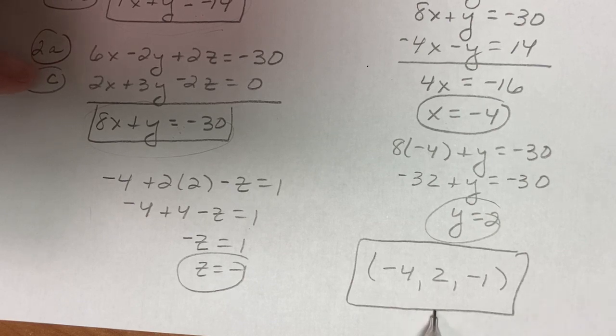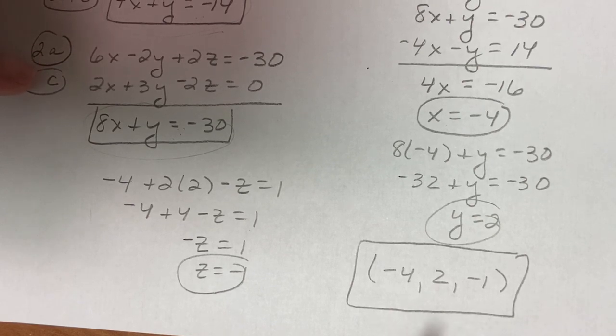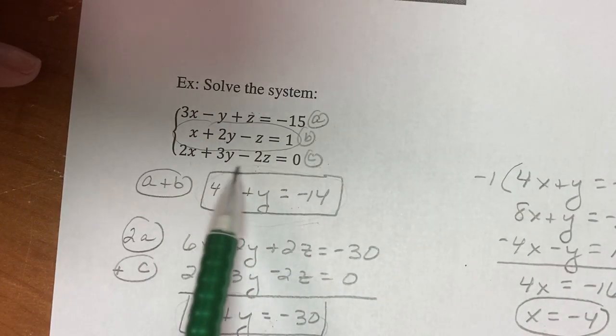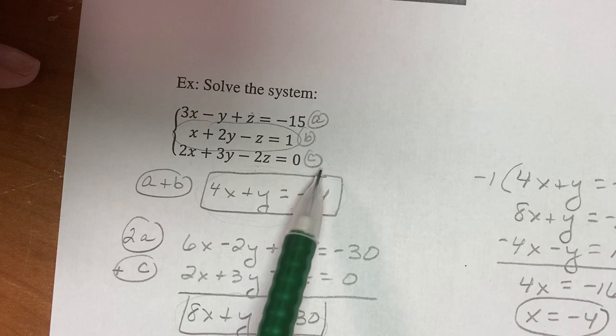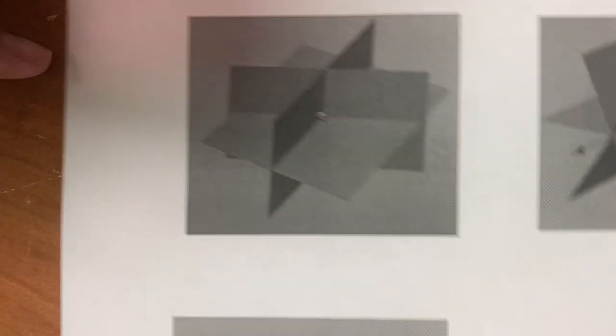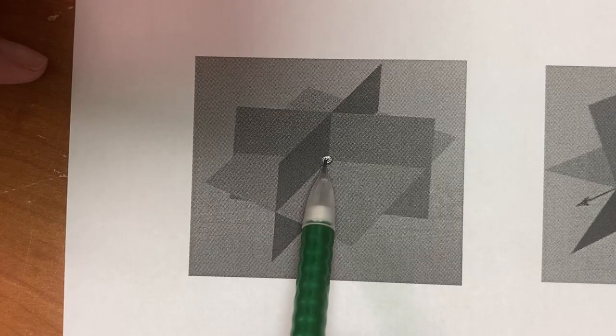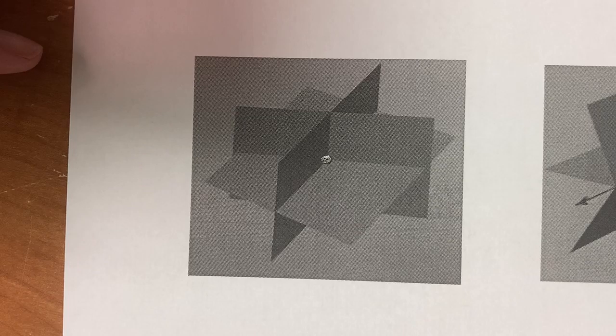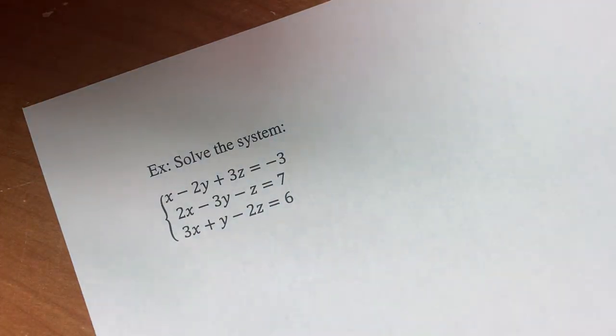So again, that's the solution. That is the point, the x, the y, and the z that fit into all three of these equations. That is the point where, if I were to graph these three planes, that would be the one single point where all three planes would cross. So it's a lot of work. Stay organized. That is the key. We're going to do a few more.